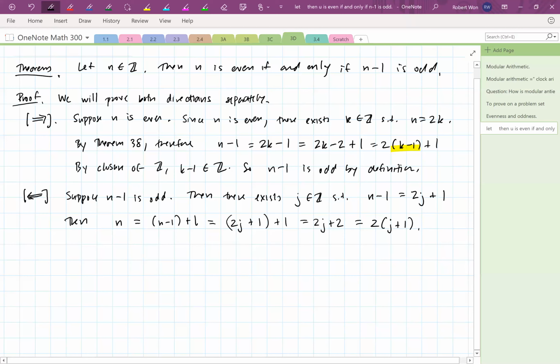So this string of equalities is okay in a sentence as long as it's in the midst of a sentence. And now, again, by closure of the integers, j plus 1 is also an integer because j is an integer and 1 is an integer. So n is even by definition.